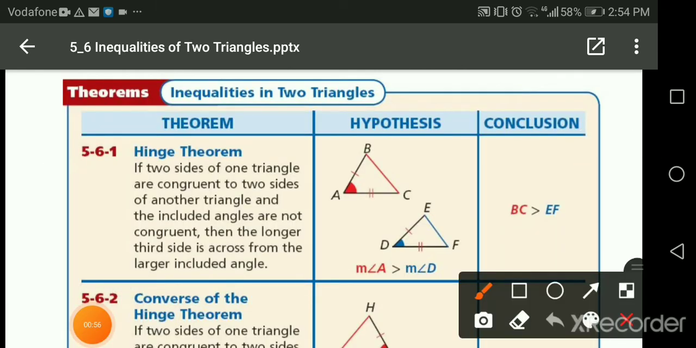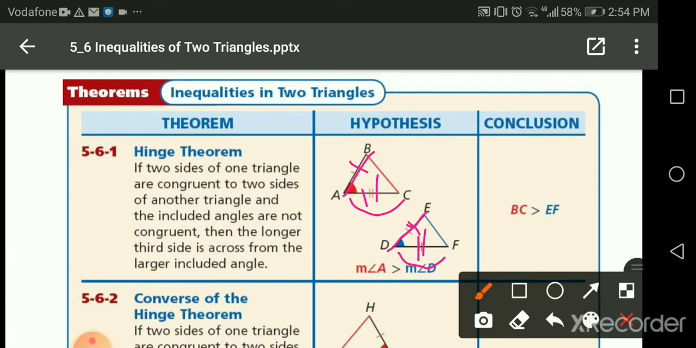Okay, let's start our lesson now. Today we're going to talk about the inequalities in two triangles, the hinge theorem. I have here, given, side AB of a triangle is congruent to a side of the other triangle. We have the dash sign, so they are congruent. And AC is congruent to DF.